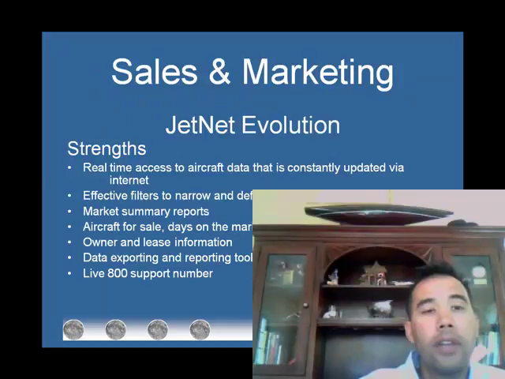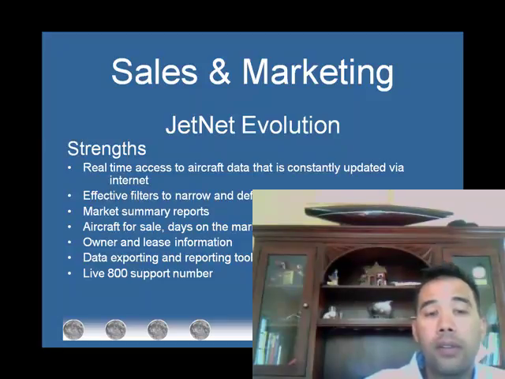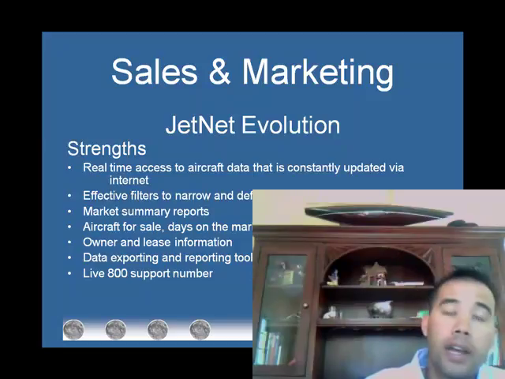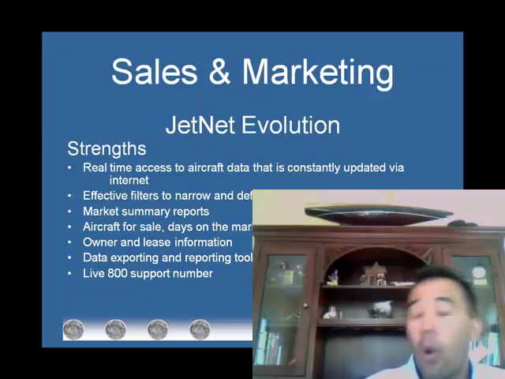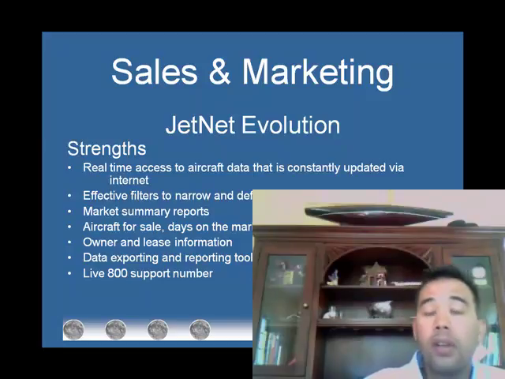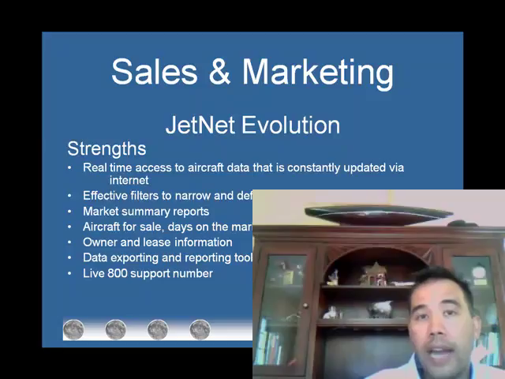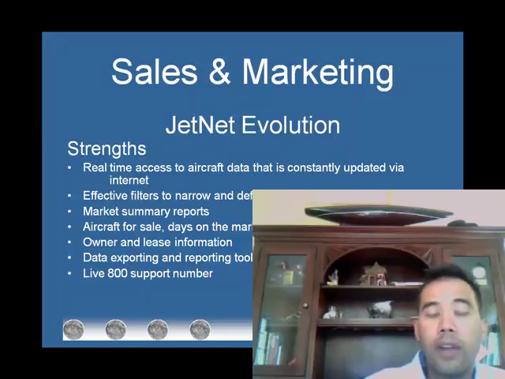JetNet Evolution has many strengths. It offers real-time access to aircraft data. It's consistently updated via the web and is accurate and concise. It has effective filters to narrow and define the user search. We can define by state, by aircraft, or state and certain aircraft, or by years. So these filters allow us to manipulate the tremendous amount of data and get real information out of it.